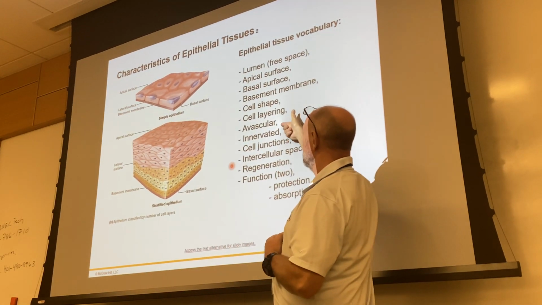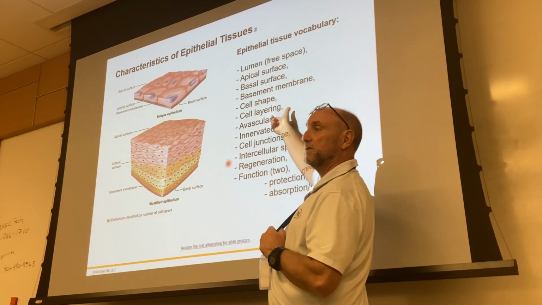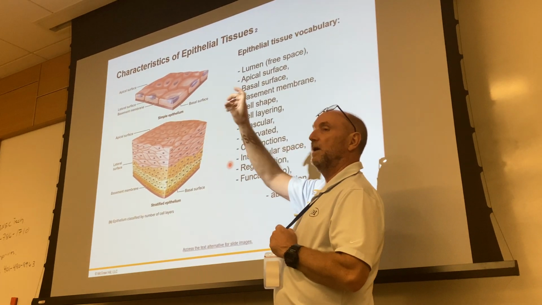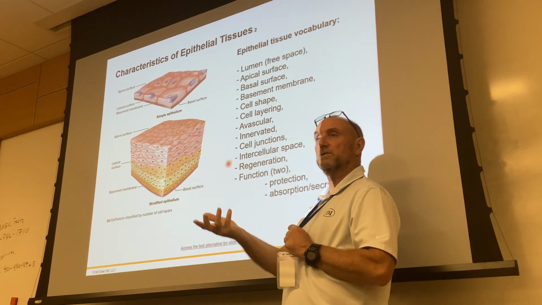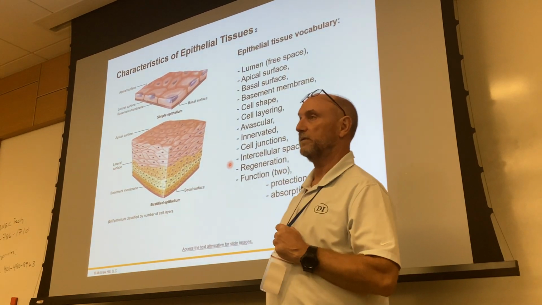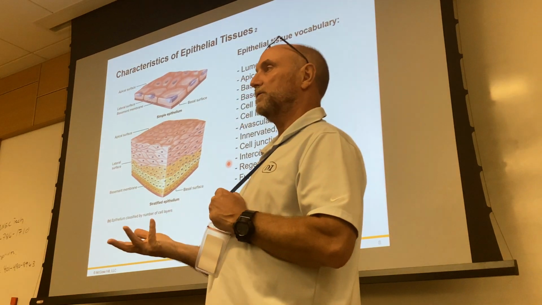There are no blood vessels here. There are nerves, specialized epithelial tissue that synapse with nerves, and that's why it's called innervated. We talked about regeneration already, cellular reproduction.